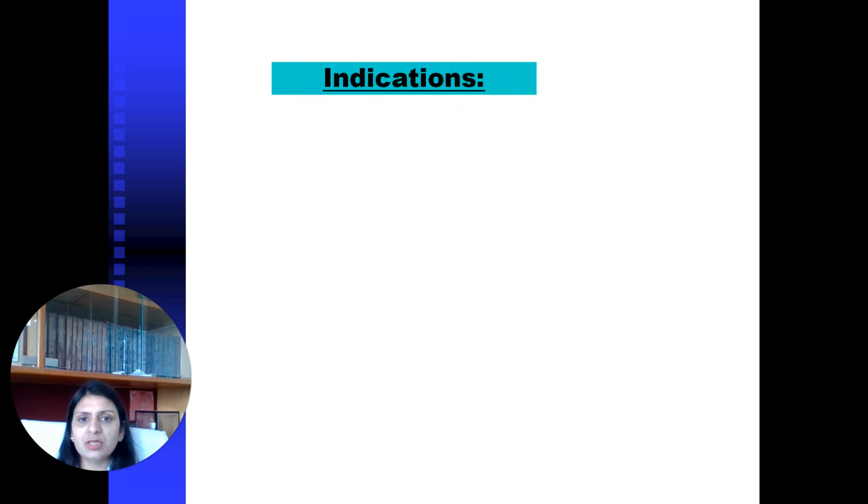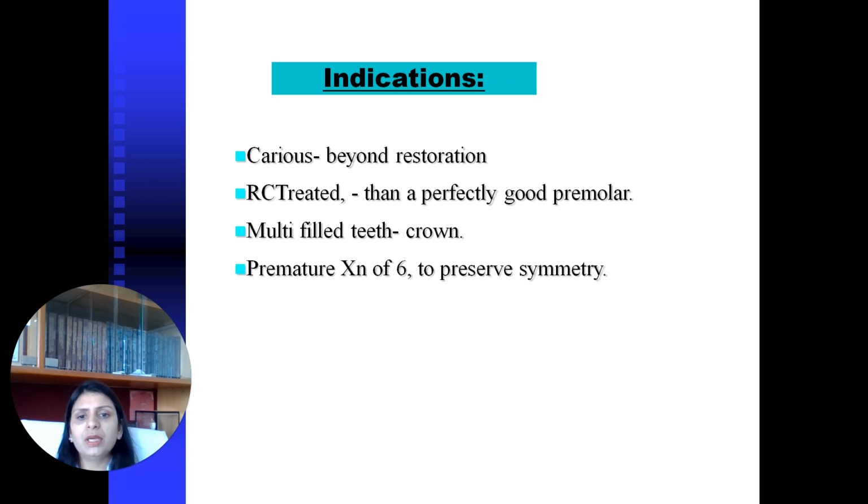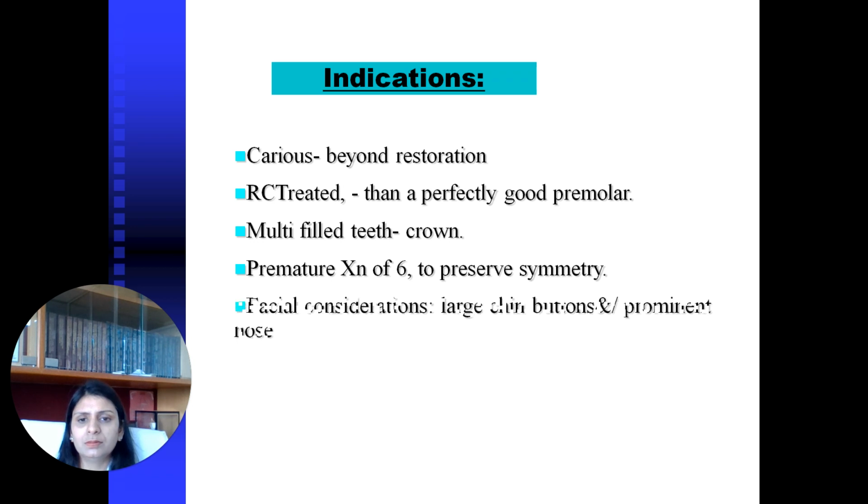So what are the indications? When they are carious, they cannot be restored, they are beyond restoration, we cannot preserve them. It is better to go for extraction of first molar. When they are RCT treated, so rather than extracting a sound, perfectly good premolar, we can go for extraction of first molar. When they are heavily restored, or premature extraction of one side molar has been done, in order to preserve symmetry in those cases, we can go for extraction of first molar.